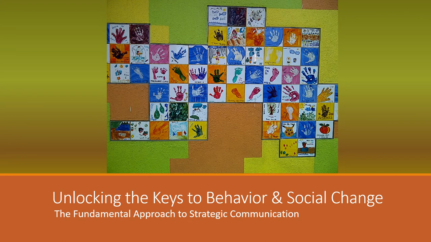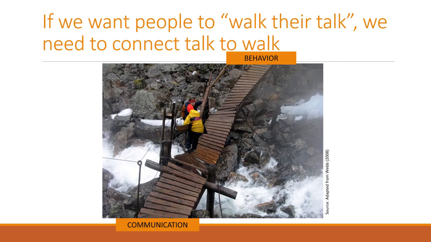Let me turn then to just a very basic overview of the keys to behavior and social change. What's the fundamental approach? It won't take more than a few minutes to lay that out and then we'll conclude for today. If you want people to act on what they know, to walk their talk, we need to help them, through our communication strategy, to connect the talk to the walk. But as this image is trying to convey, that connection between communication and behavior change is not an easy passage. Many things can go wrong between how you communicate, to whom, in what channels, before you get anyone to take whatever step it is that you want them to take. So that's our challenge, to make that passage across.